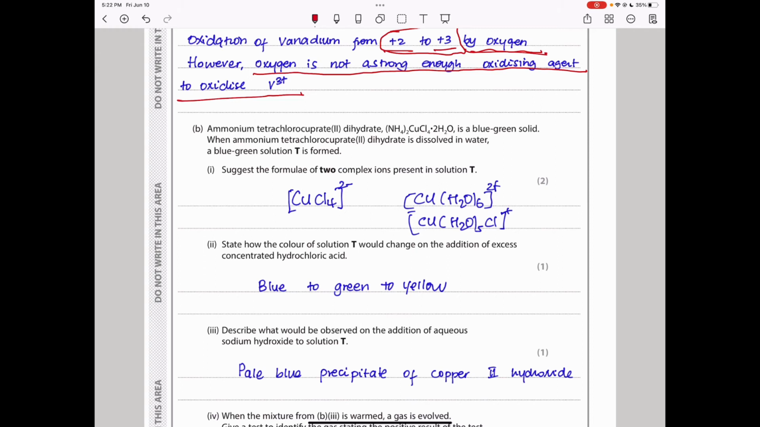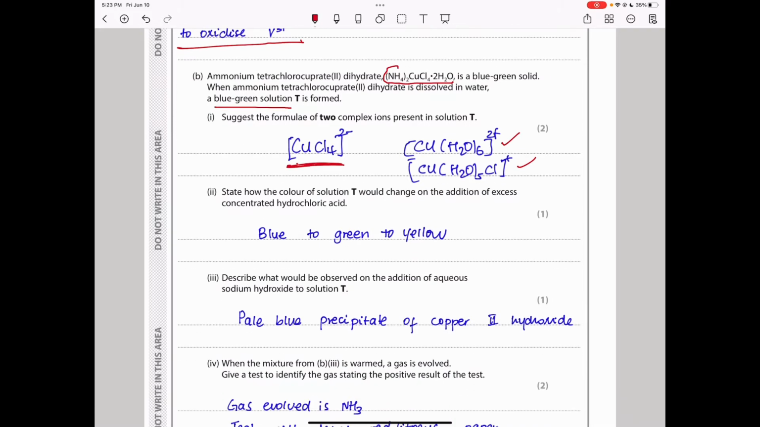Next part says ammonium tetrachlorocuprite dihydrate, which is basically that, is a blue-green solid. When ammonium tetrachlorocuprite dihydrate is dissolved in water, a blue-green solution T forms. Suggest the formula of two complex ions present in here. So it could be because the tetrachlorocuprite is released, that is why we see maybe a blue-green, or it could be a combination of these. But here, of course, they asked for any possible ions. You can give the two of these.